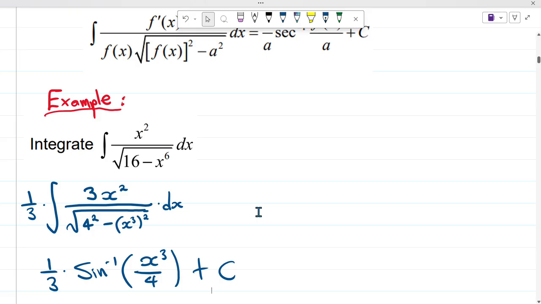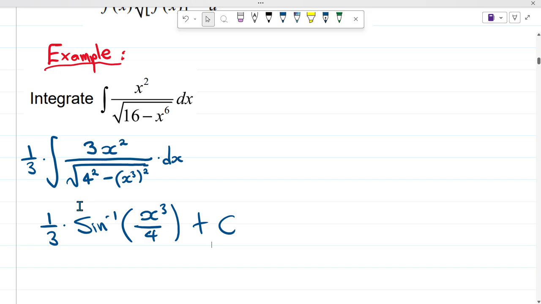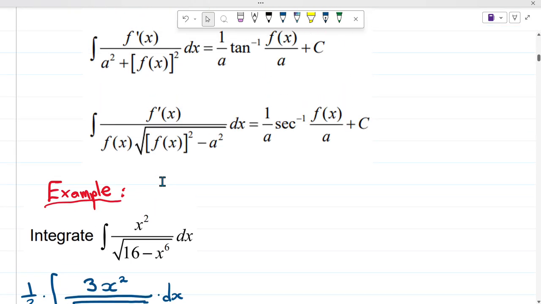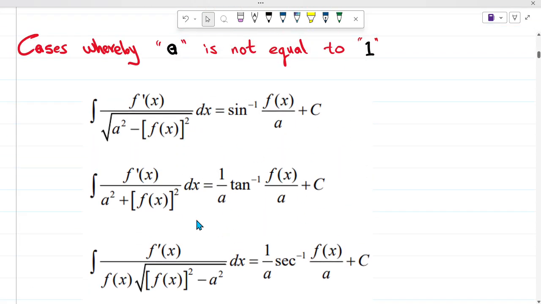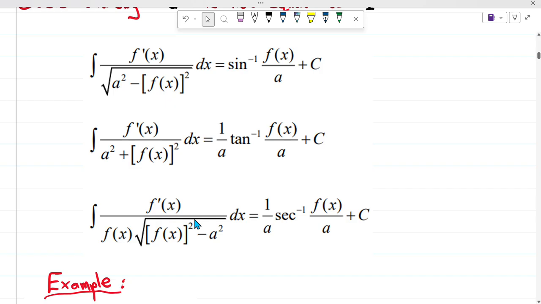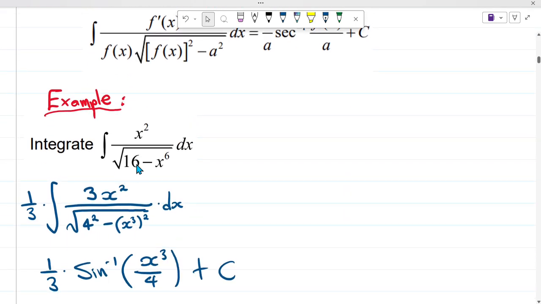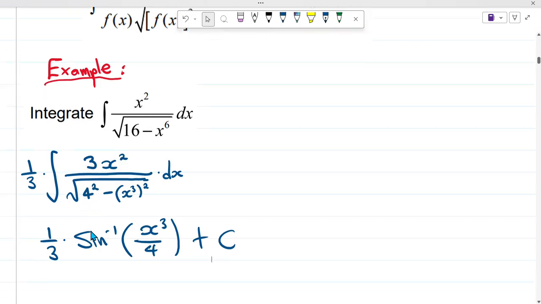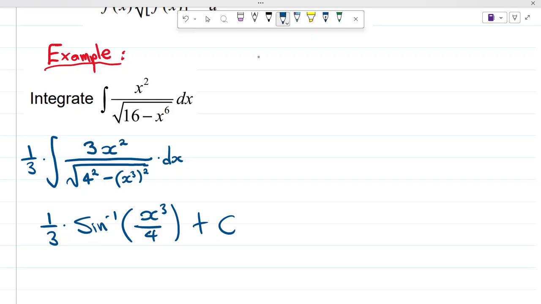Let's take the case where you don't want to make use of these formulas, or somehow you forgot these formulas of 1 over a. So you want to make sure that here you have 1. What does it mean? It means that you must take 4 out as a common denominator.